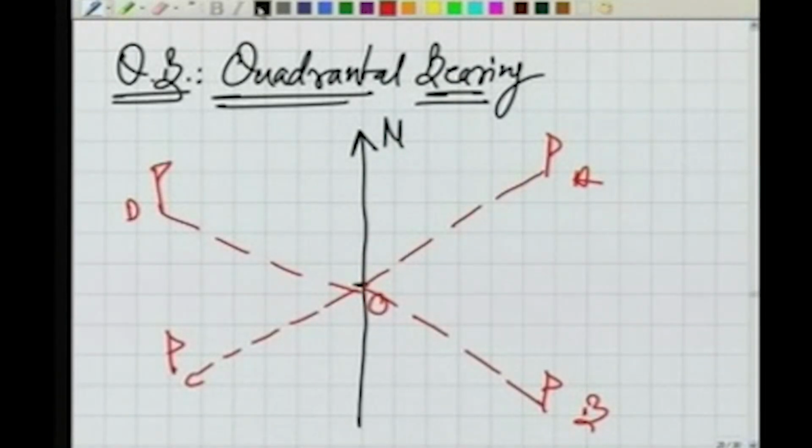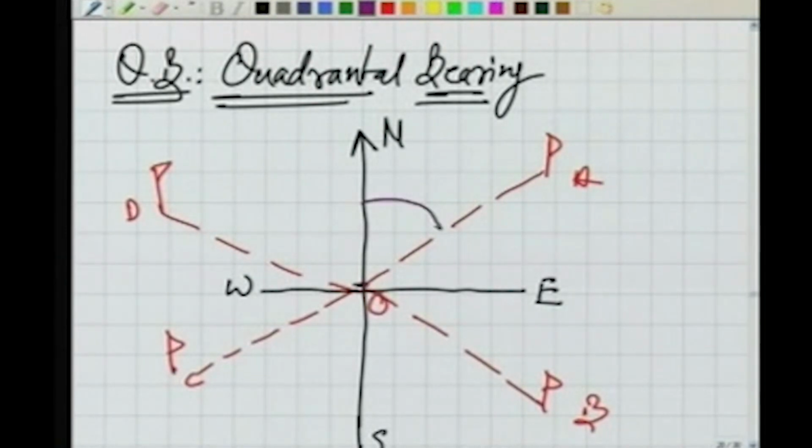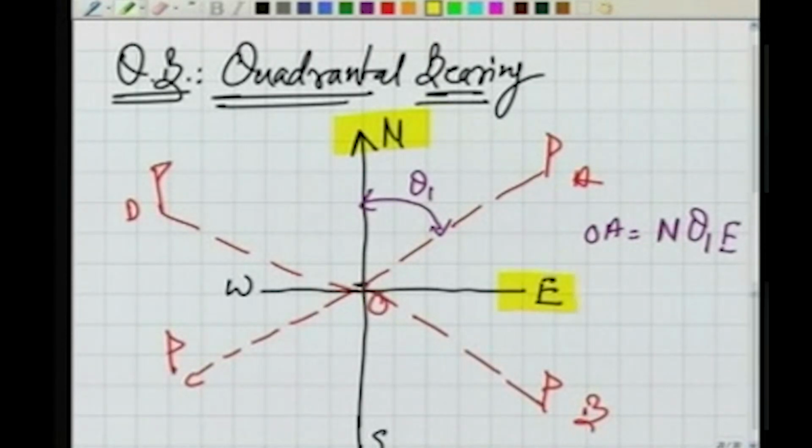Now in the second system of bearing, how do we measure it? That's our east, obviously, and west and south. We write the bearings as, let us say, I am writing this bearing. This angle measured is theta 1. So the bearing of line OA is north theta 1 east. What did we do here? Look at that. From north to east, the angle is theta 1. So that's why we write it as north theta 1 east.